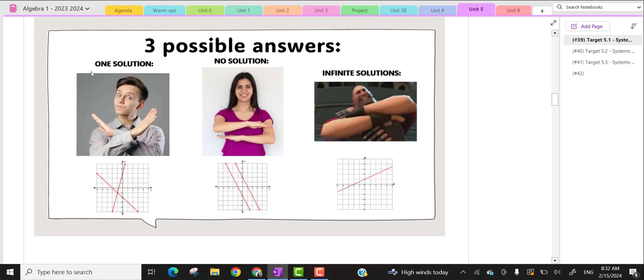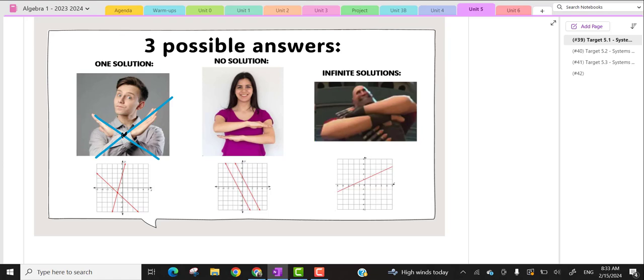So the first one is one solution. Okay, so it's when two lines cross. And the answer is in the middle. So right here. Esa es la respuesta aquí. That's one solution. So esta es una solución.